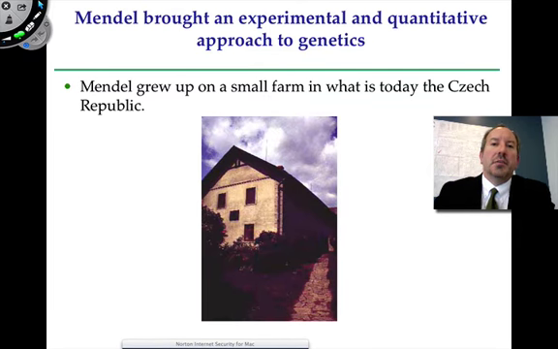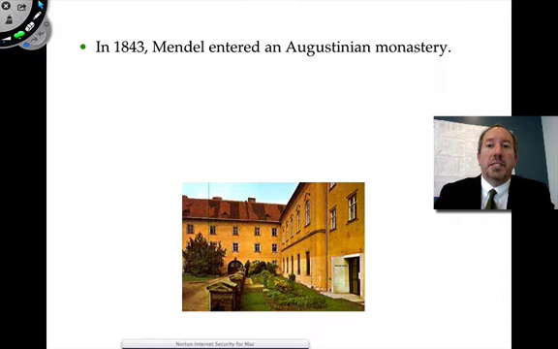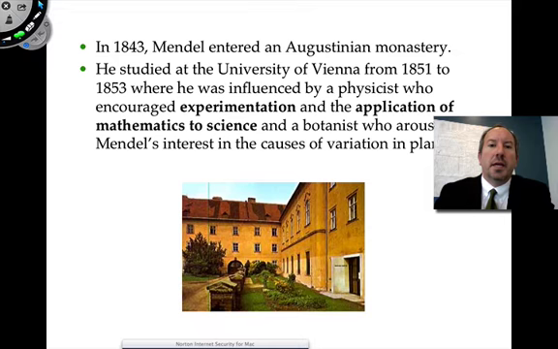Although his story began rather humbly. He grew up on a small farm in what is now the Czech Republic. We believe that this was his home. Growing up on the farm gave him a sort of leg up on being able to work with plants, and he was familiar with nature. Later in his life, not to go over every detail, though it's interesting, he entered the monastery in 1843, and we believe this is the monastery right here.